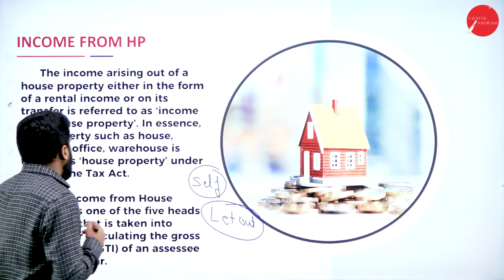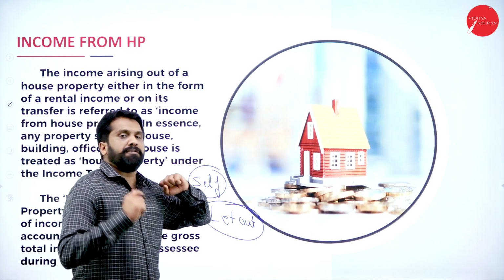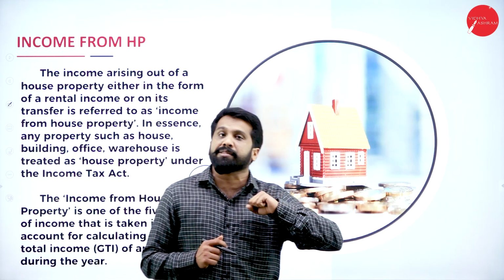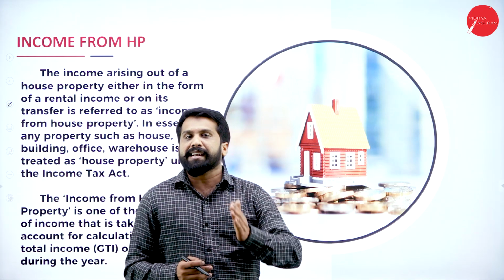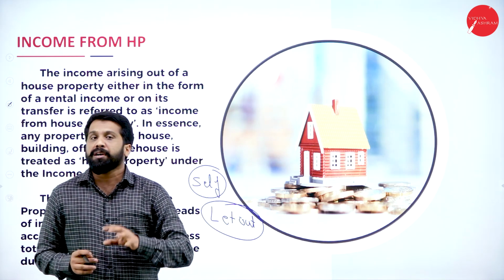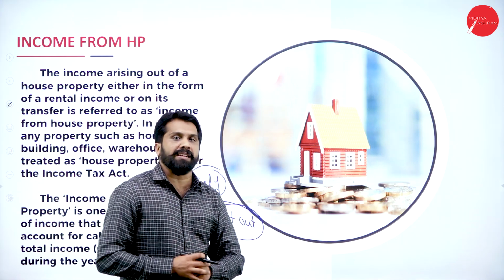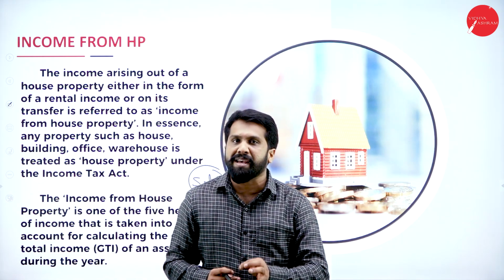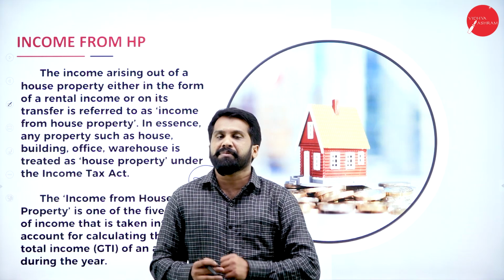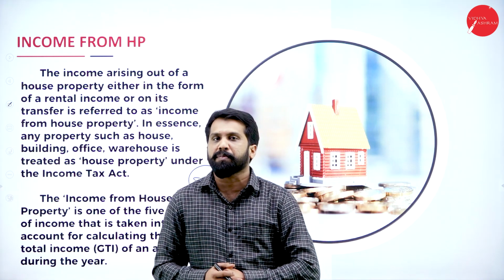Now, as per this, your income from house property. For example, you are collecting 10,000 per month as rent. 10,000 into 12. So, how many months do we have? 12 months. 10,000 into 12, how much is it? 1,20,000. You are supposed to pay tax on 1,20,000. This is called your income from house property.